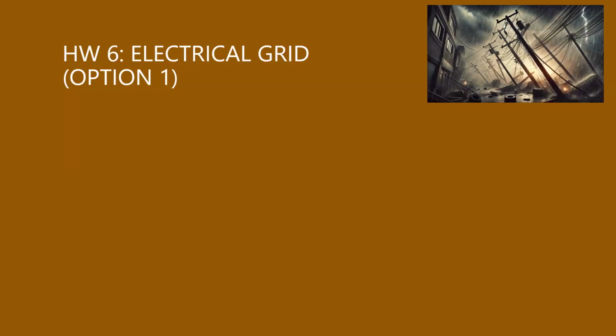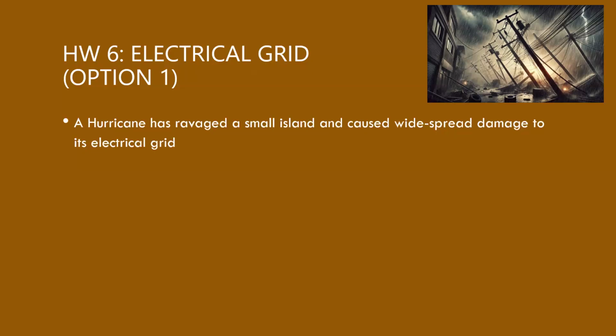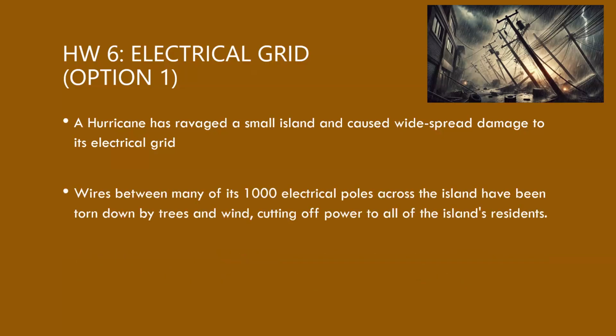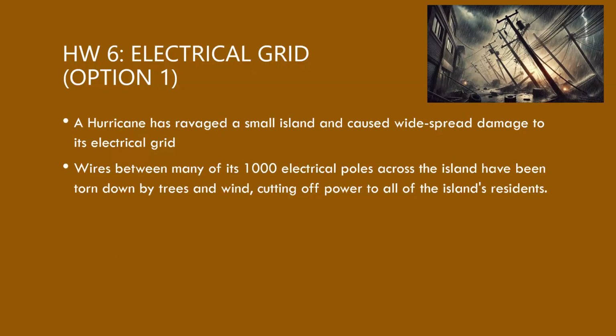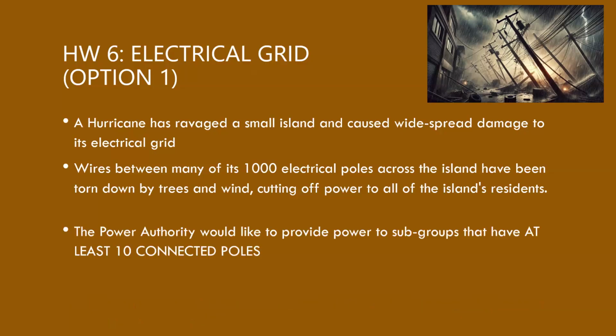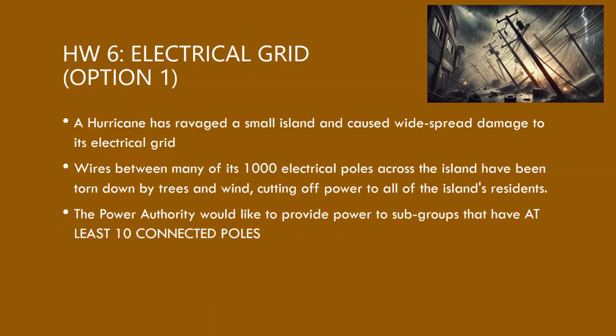So electrical grid. So here's one. A hurricane has ravaged a small island and caused widespread damage to its electrical grid. Wires between many of its 1,000 electrical poles across the island have been torn down by trees and wind, cutting off power to the residents. The power authority would like to go out and provide power to subgroups that have at least 10 poles still connected. So they have these generators, they can go out and hook them up as long as you've got about 10 of these poles with wires connecting them.